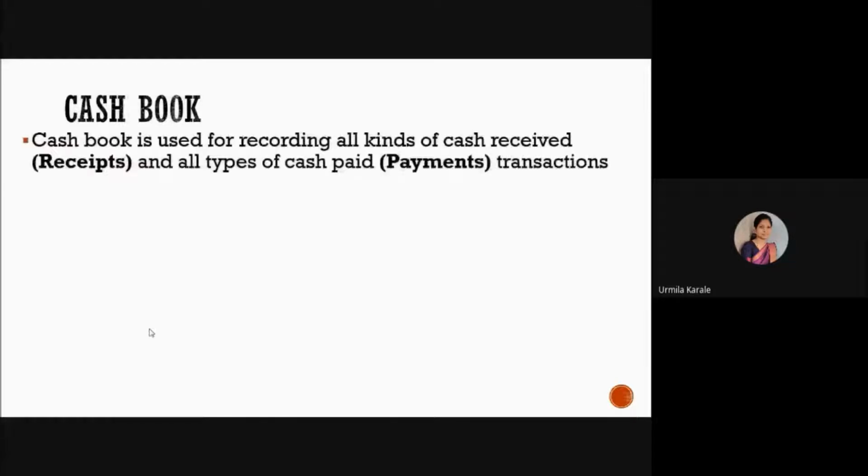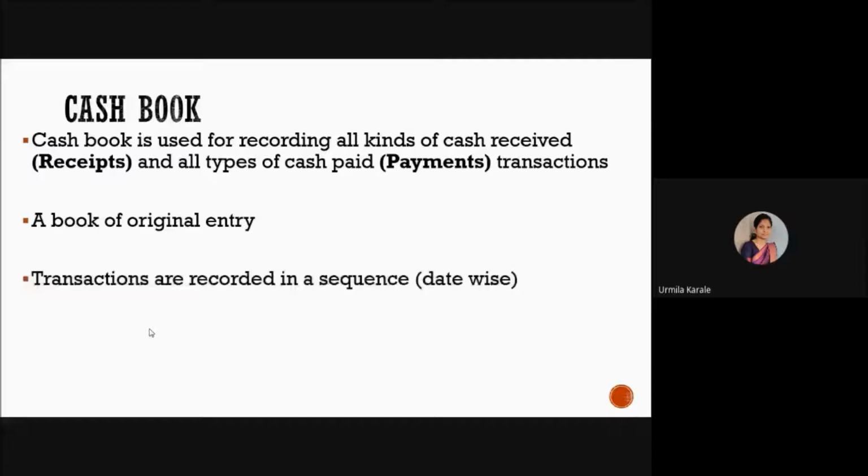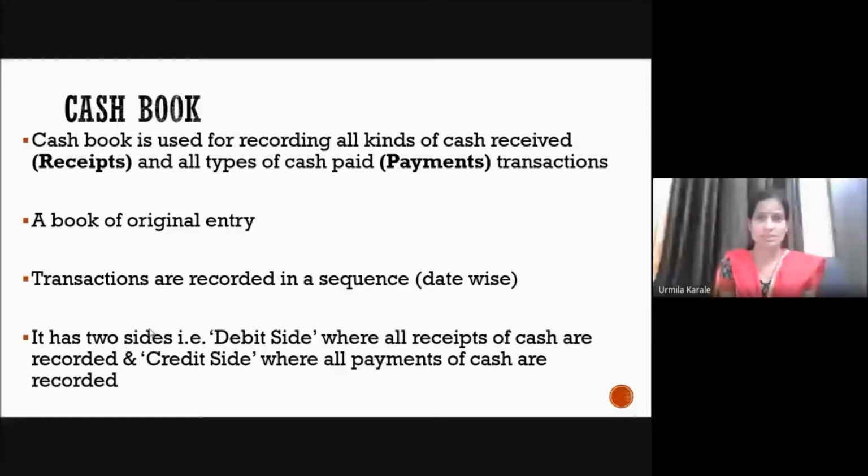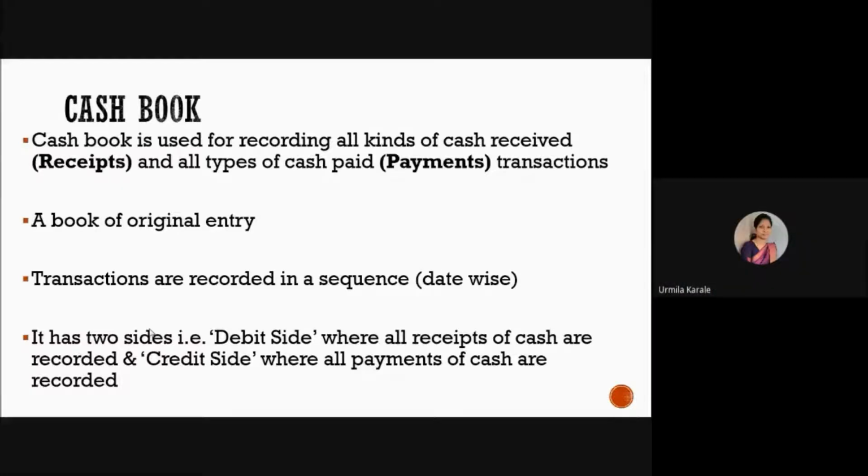The cash book is basically used for recording all types of cash received and cash paid transactions. It is a book of original entry, since all the transactions are recorded into the books of accounts for the first time, as it is a subsidiary book. All the transactions are recorded date-wise, chronologically. It has a debit and credit side, so you can easily understand this is in the form of an account. All other subsidiary books are just records, but the cash book is in the form of an account which has a debit side and a credit side, and at the end of the year or the end of the month we do balancing to find out the closing balance left.